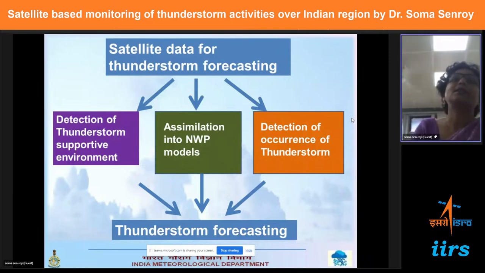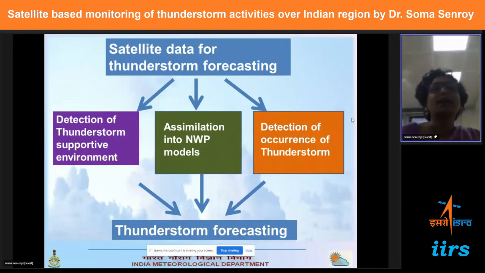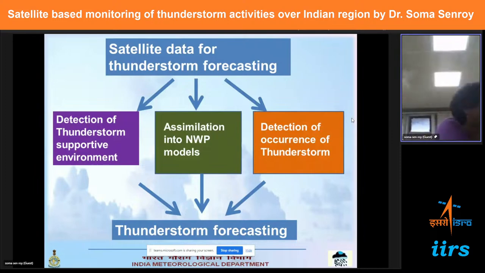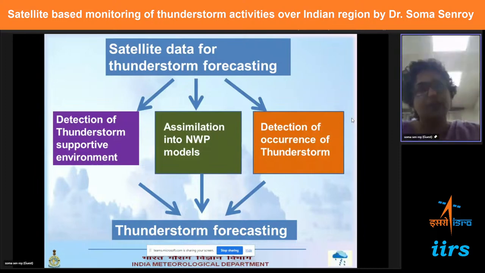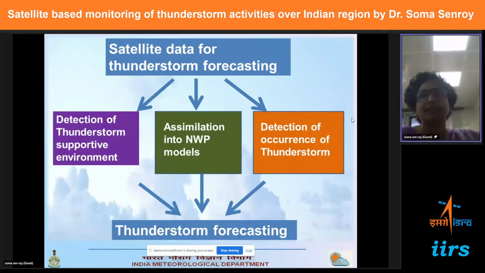The last category is detection of occurrence of thunderstorm, which is the direct measurement of thunderstorm. Can we do that? If yes, what are the accuracies? And then the final way of bringing everything together into what is our job, which is what the division in which I work does, thunderstorm forecasting. How do we use the detection of thunderstorm supportive environment, the NWP models in which satellite data has been assimilated, and the thunderstorms that are detected by satellites? How do we use all this information to improve our thunderstorm forecasting?